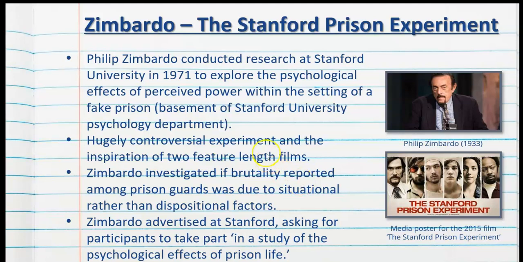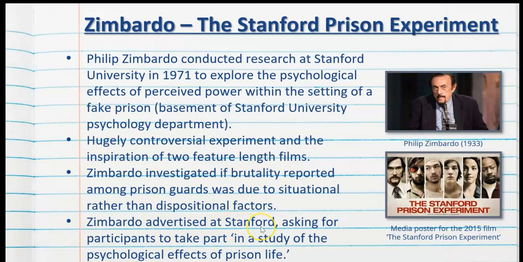Zimbardo investigated if brutality reported among prison guards was due to situational rather than dispositional factors, which I've talked about in my previous video on the Milgram obedience experiments. But to recap, situational factors are the factors regarding the environment, whereas dispositional factors are factors regarding the individual, things like personality, intelligence, genetics, etc.